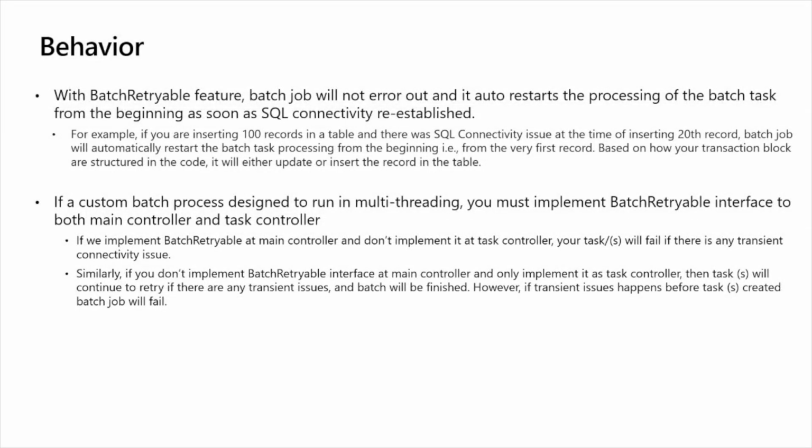So let's take a look at the behavior. One behavior that you might have noticed when Harsh was showing the demo is that when the error happens, the SQL transient error, and the batch job restarts processing, it restarts from the beginning. For example, if you are inserting records in a table and after maybe 10 records you had a SQL transient failure, the batch task is going to restart from the beginning, and you need to make sure your code is ready to handle it, so that the very first record that you inserted is updated and the new records are inserted.